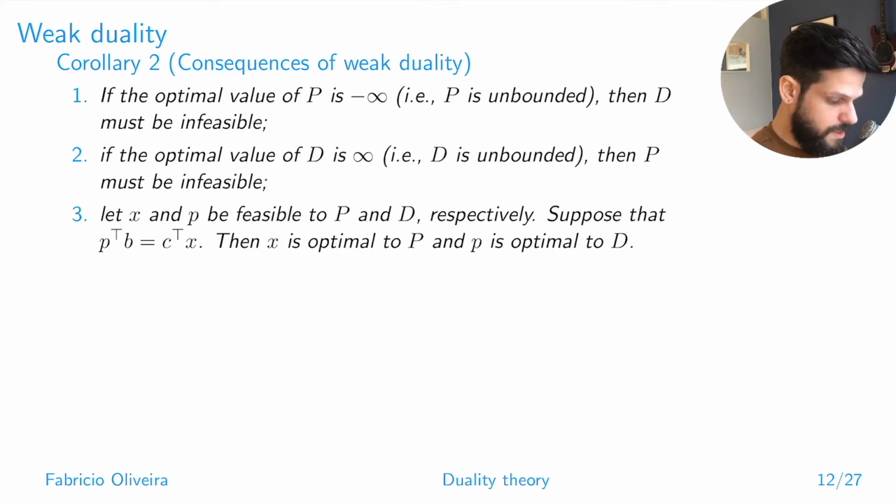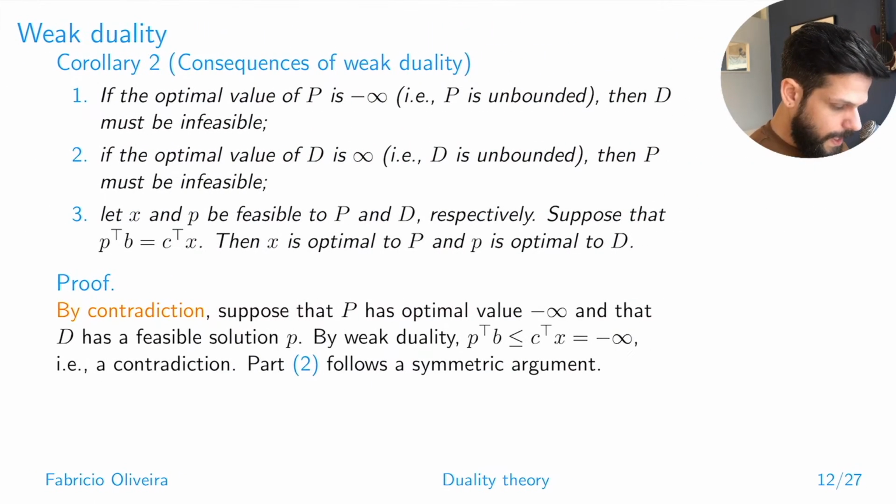So let's quickly prove this. To prove the first one, we use contradiction. So suppose that P is unbounded, but D has a feasible solution p. And then you can see where we're going with this, right? We just proved in weak duality that this is supposed to give a lower bound to P. But wait, P goes to minus infinity, and there's no way you can lower bound that. So you found your contradiction. By weak duality, this is supposed to be a bound for that, but if that is minus infinity, everything breaks. So it means that there is no feasible solution for D.